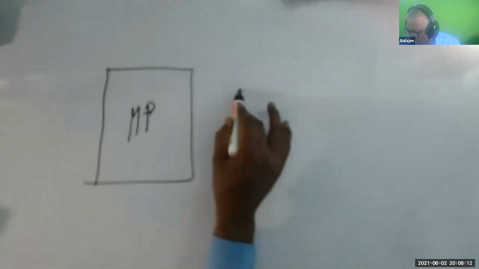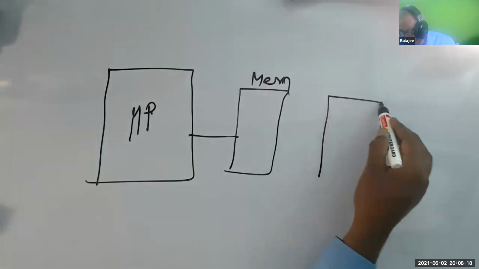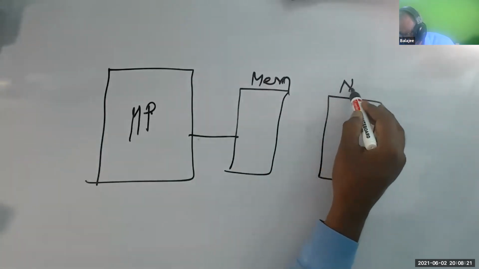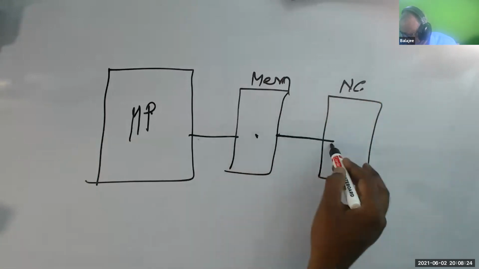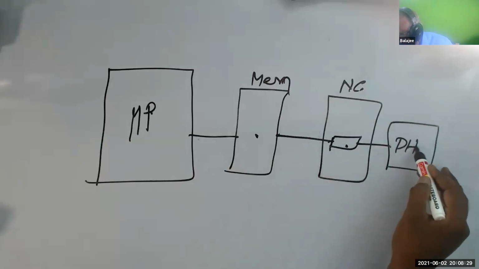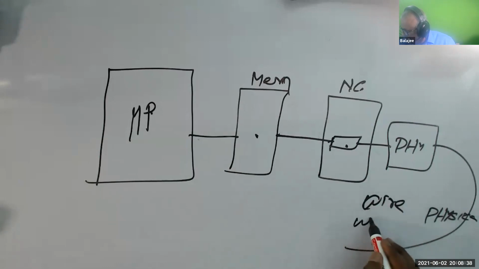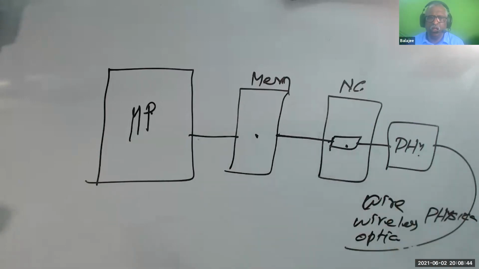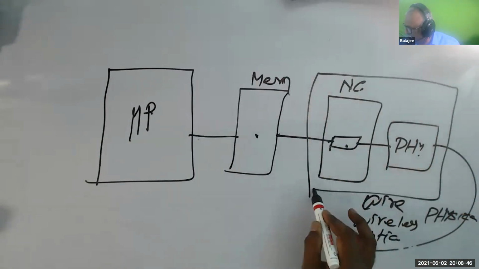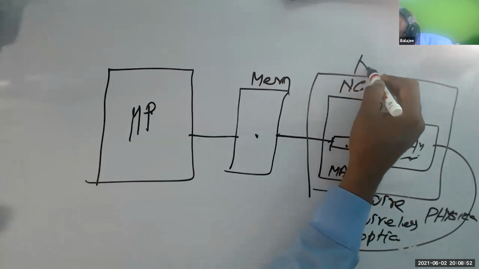The microprocessor puts the data in the memory, and then the network controller takes the data from the memory, makes it a packet and gives it to the PHY, which sends it to the physical medium, that is cable, wire, wireless, or optical. That is the responsibility of the PHY. Now these two together, the network controller and the PHY: the network controller is called MAC, and together they are called the NIC.